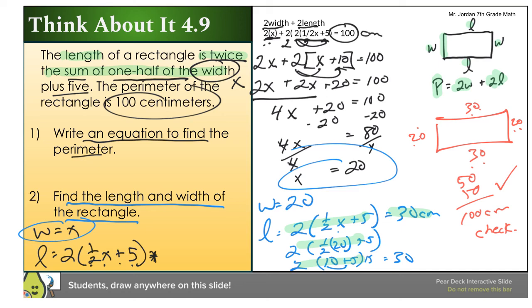Now, to be clear, it says write an equation. My equation is up here. The 2x plus 2 times 1/2 x plus 5 is 100 centimeters. And then the second one is simplified.